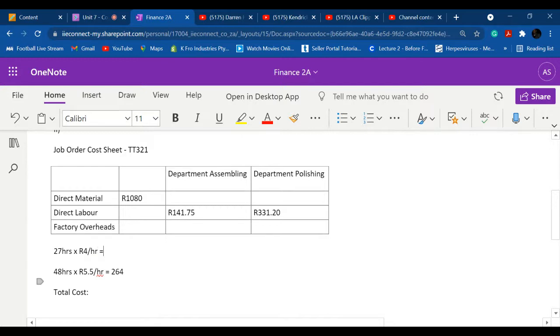Then here, what do we get? Anybody? 4 times 27, 4 times 20, 4 times 7 is 28, so 108. So 108. Slot that in here as well. So here for department A we have 108.